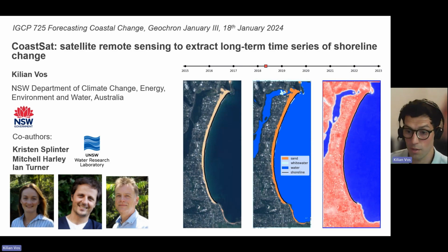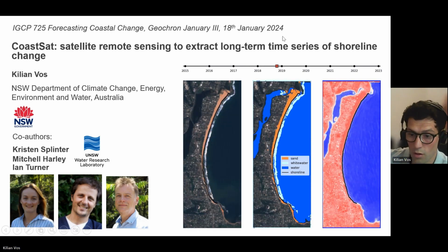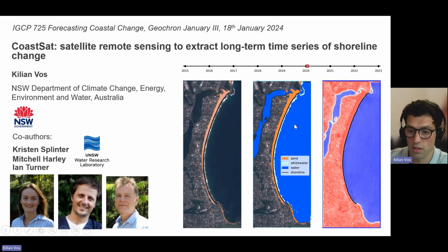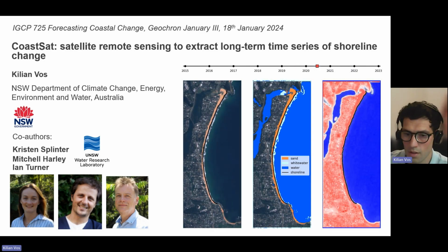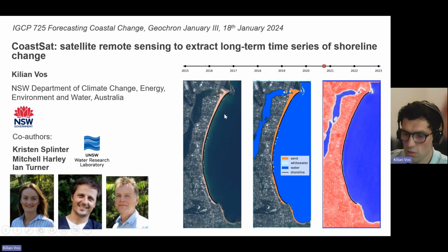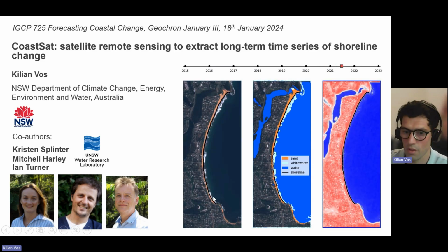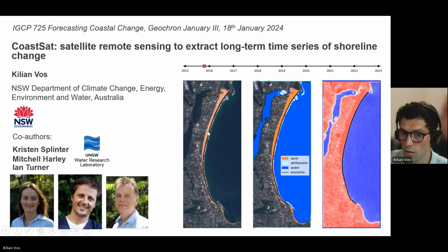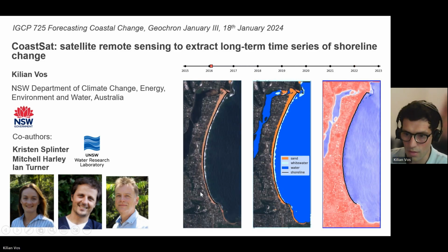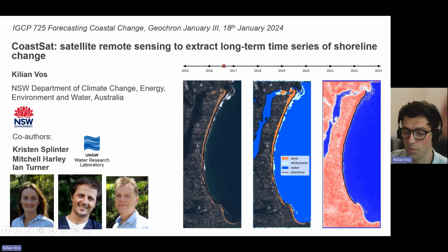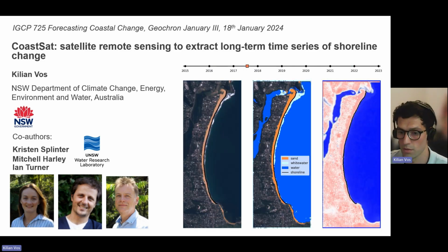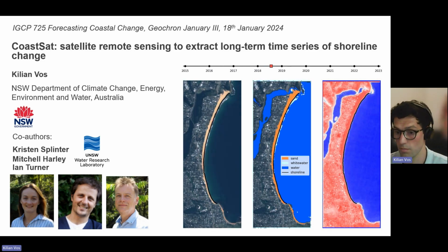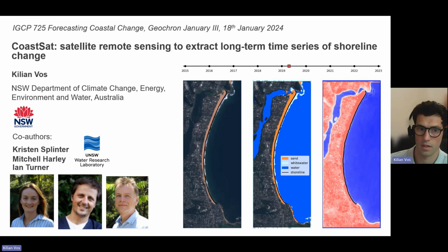Here, I'll first present satellite remote sensing and why it's become so popular for coastal monitoring in the last 5 years or so. And then I'll introduce the CoastSat toolbox, which you can see a snapshot here, and which algorithm we're using to map that sand-water interface. And finally, at the end, I'll provide some example applications of real-world problems where this data can be used by coastal scientists, managers, and also engineers.